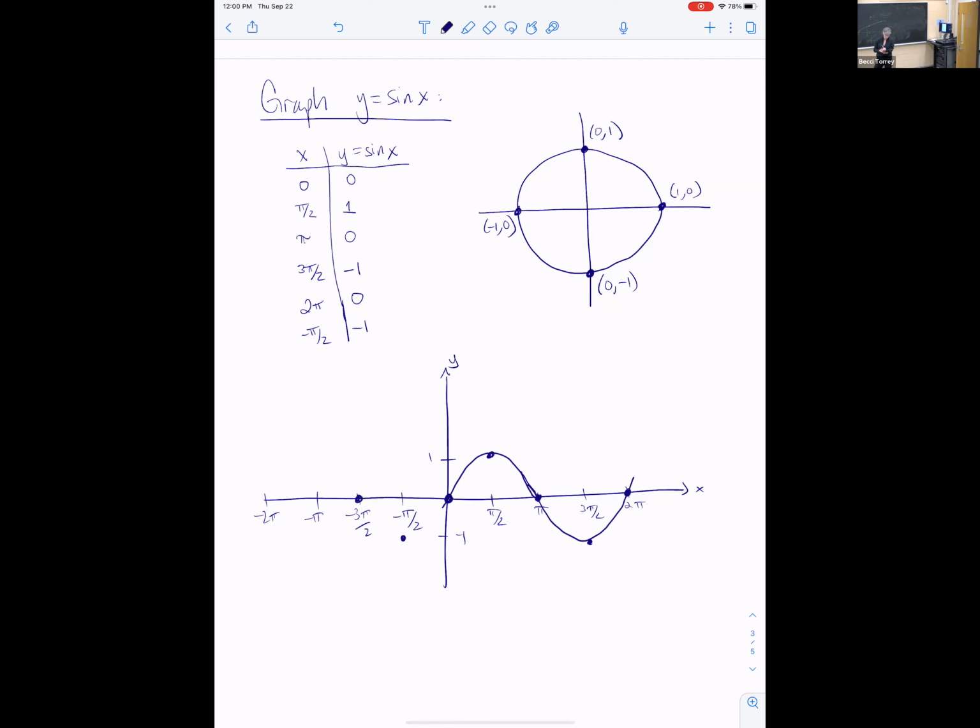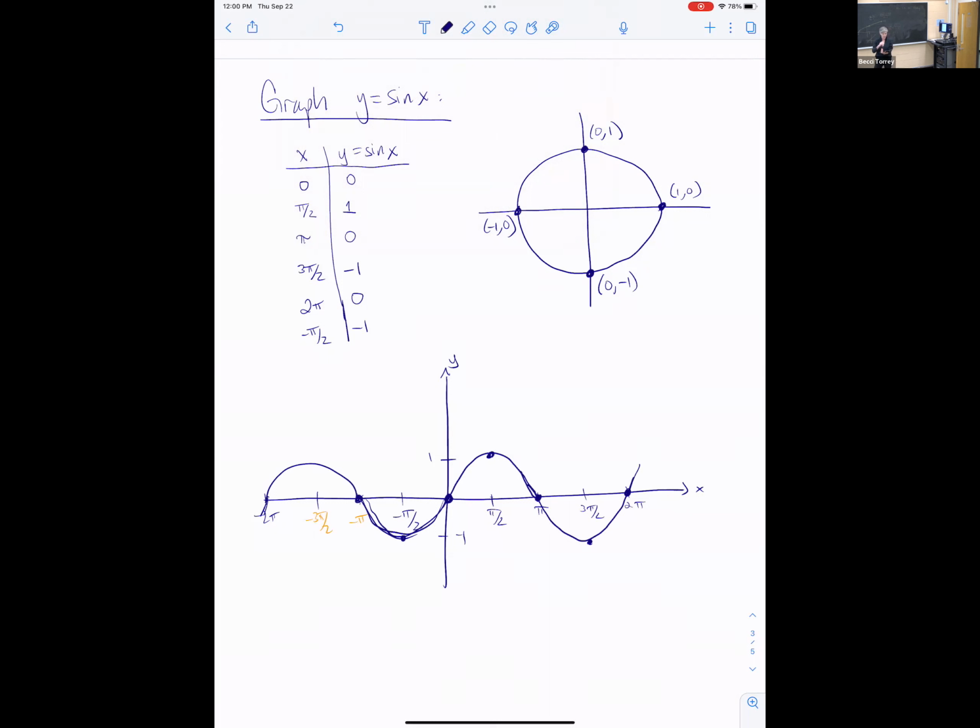This is also going to go through 0. Oops, did I do that? I'm sorry, I totally labeled this wrong. It should be minus pi and minus 3 pi over 2. So you get a valley on this side, that point, a hill on this side, and it keeps going forever and ever.